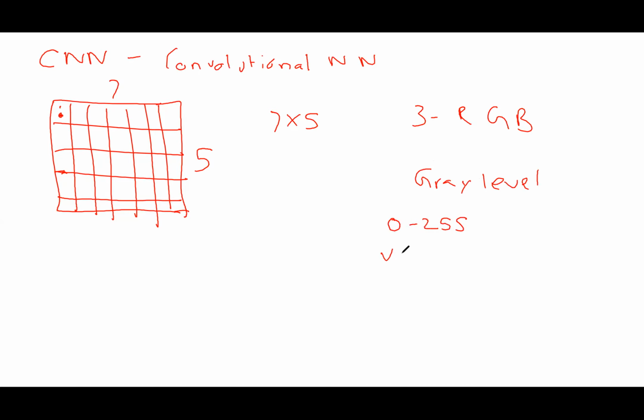If the value is 255, then it is white. If the value is 0, then it is black. So that's how an image in general is defined. So let's take a grayscale image, which is 7 pixels across by 5 pixels.